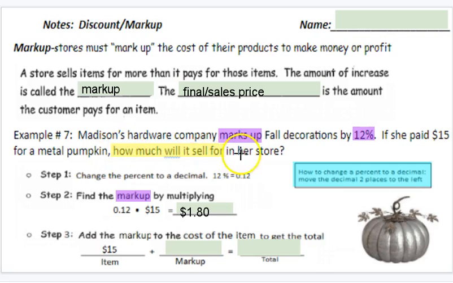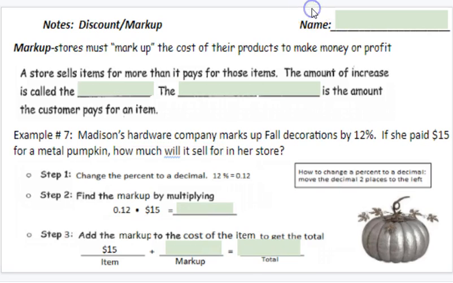But the question doesn't say how much extra, right? It says how much will it sell for. So to get that, I have to add. If I'm marking something up, it's getting more expensive. I'm adding to it. So I'm going to add that $1.80 to my $15 to get my total cost of $16.80. Okay? So let's look at a few more practice problems.